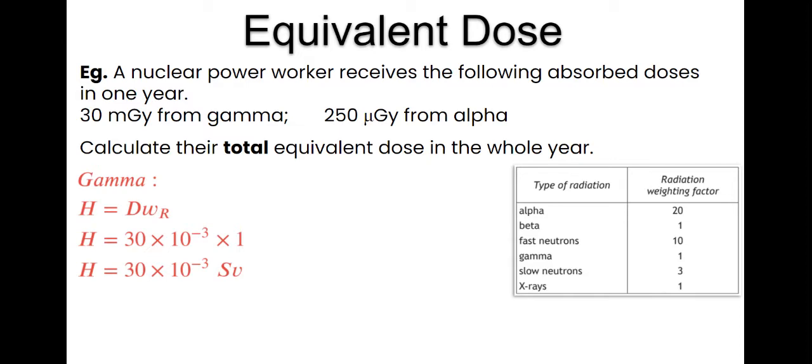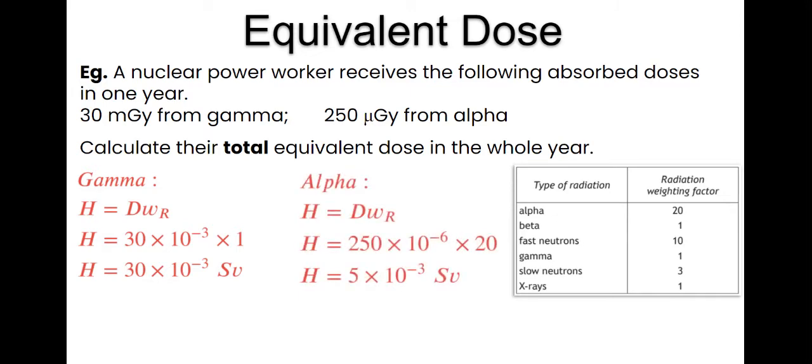Now we're going to do the same for the alpha one. So same formula, H equals D times WR. This time, our absorbed dose is 250 micrograys, so 250 times 10 to the power of minus 6, times the weighting factor for alpha. From the table, we can see alpha is 20, and that gives us an equivalent dose of 5 times 10 to the power of minus 3 sieverts, or 5 millisieverts.